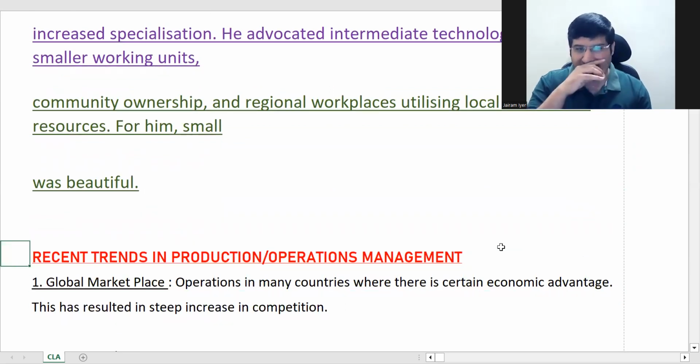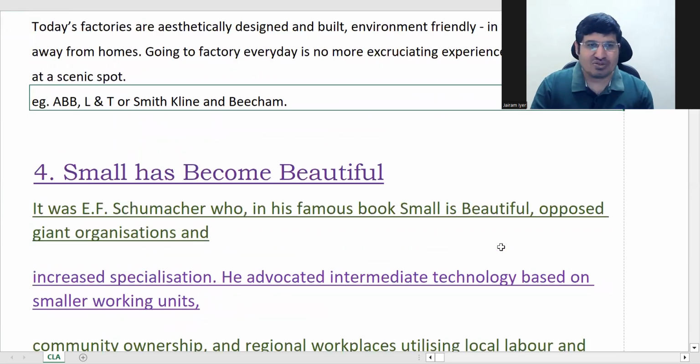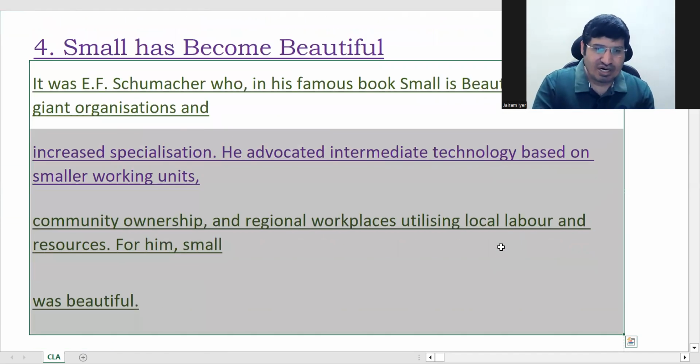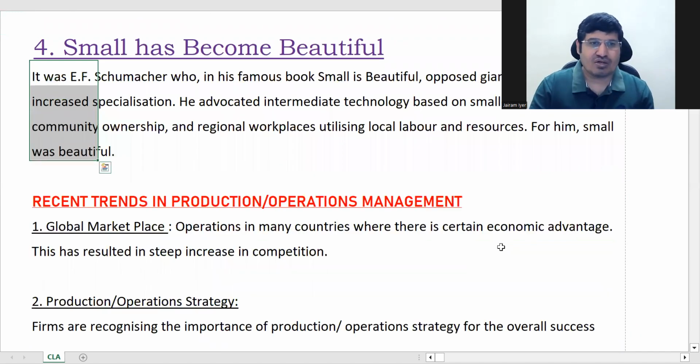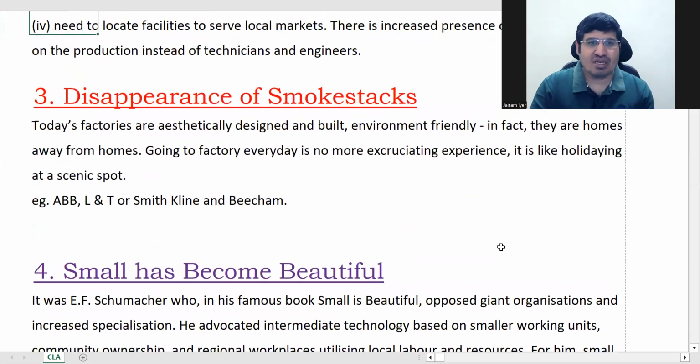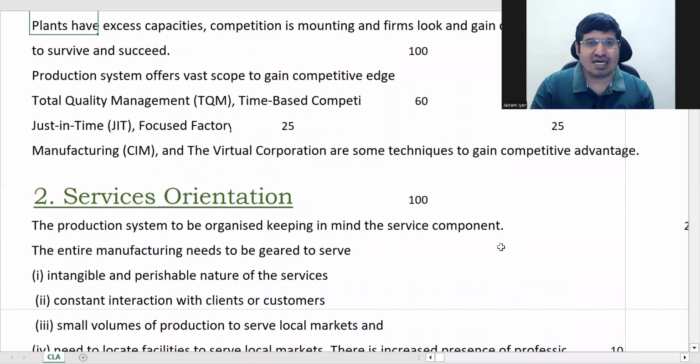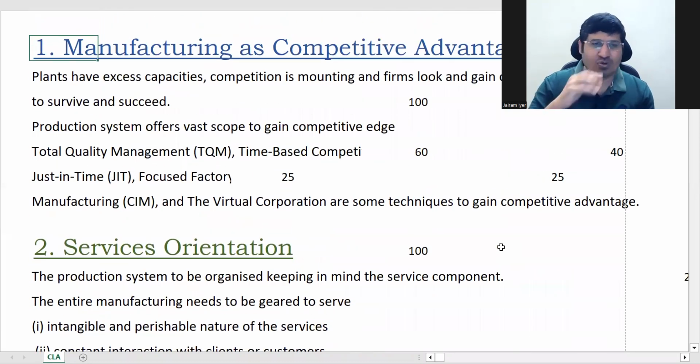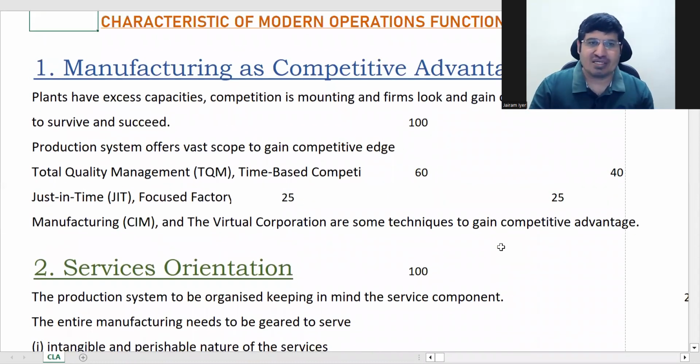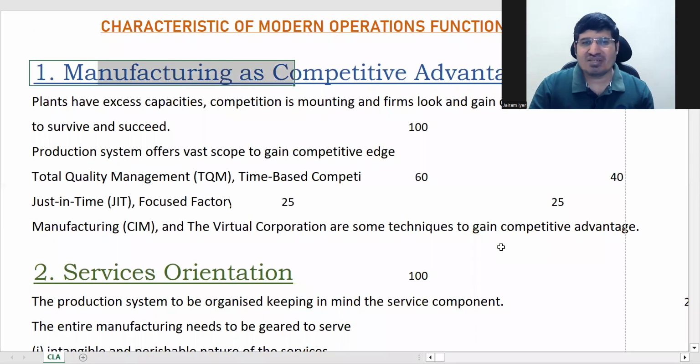Last thing before we complete this chapter. So these are 4 points you should know. This is very important. Small has become beautiful, and see the headings. Just see the titles. You will be able to write it. Just go through the video once, you will be able to write. After that, just remember these headings.